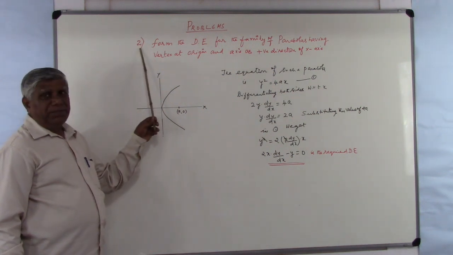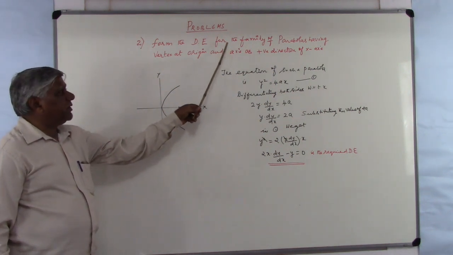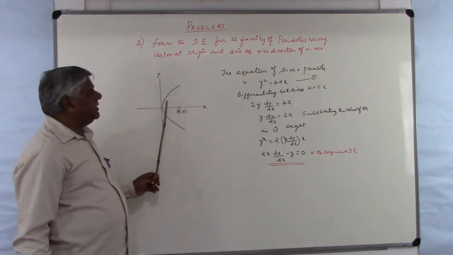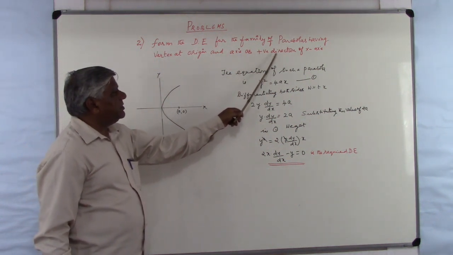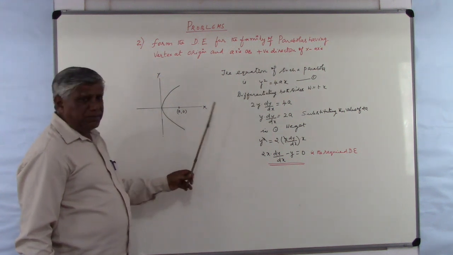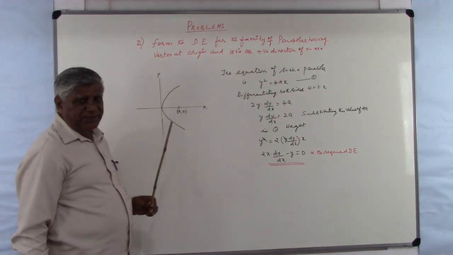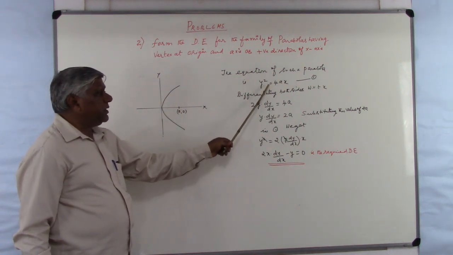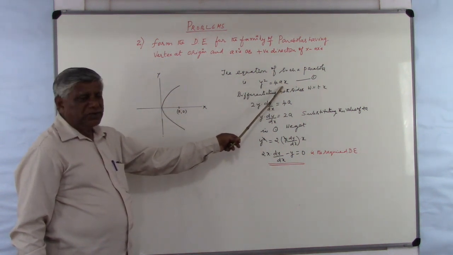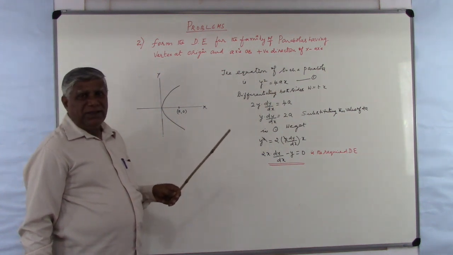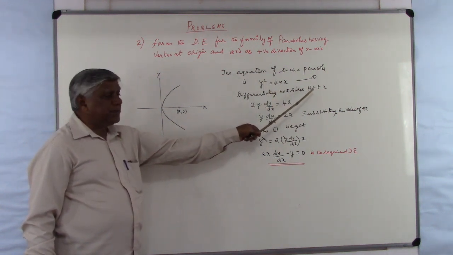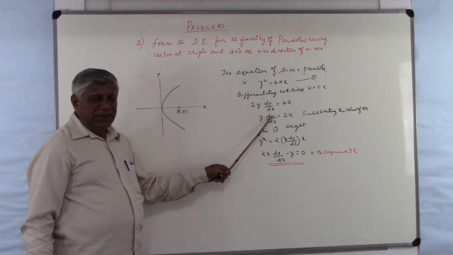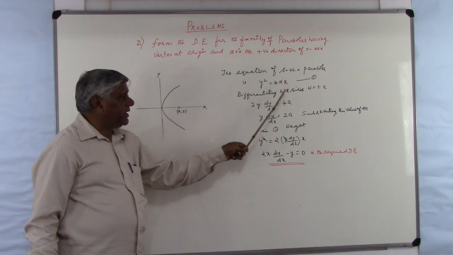Now second problem. Form the differential equation for the family of parabolas having vertex at the origin and axis as the positive direction of x-axis. Now the equation of such a parabola is y square is equal to 4ax. Now we will differentiate both sides with respect to x. This is 2y into dy by dx is equal to 4a into dx by dx.